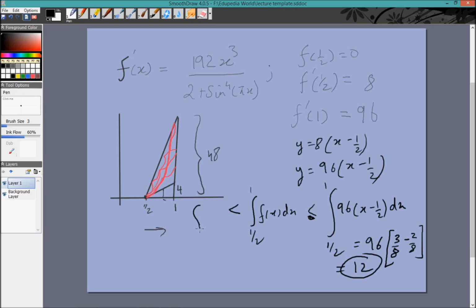Similarly, the lower limit would be the integral from half to 1 of 8 times x minus half dx. Right, now you can try to do this exactly the way we did this, or I can just see that 96 divided by 12 is 8, so this limit will be 1/12 of this, so this will be 1. So 1 is less than this integral, which is less than 12. So my answer is small m is equal to 1 and capital M is equal to 12. That means my answer is D.